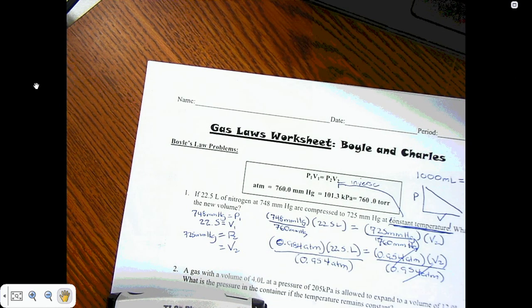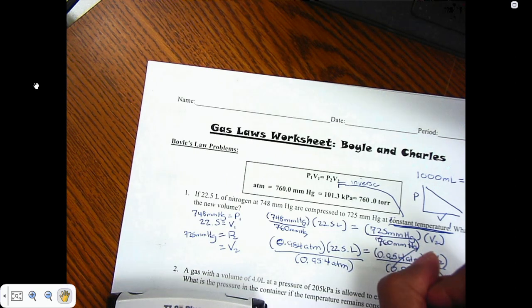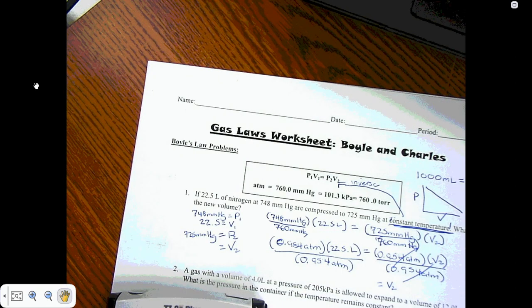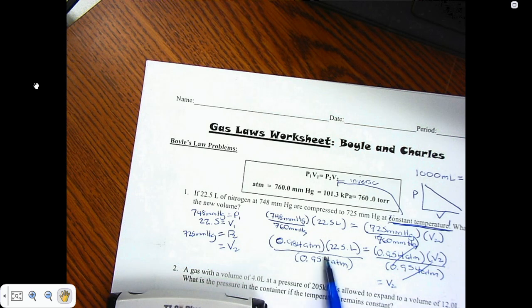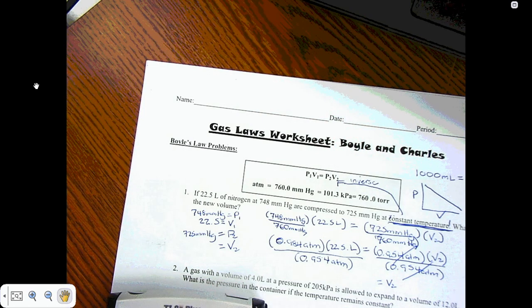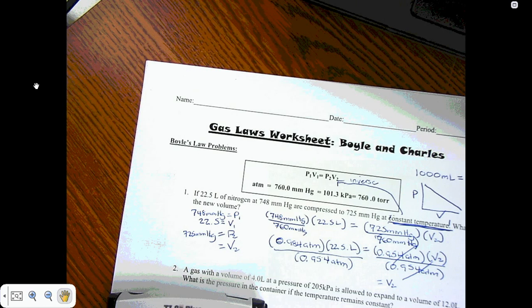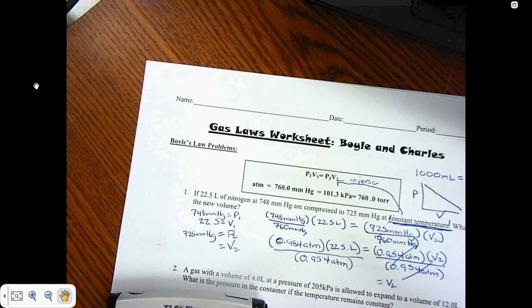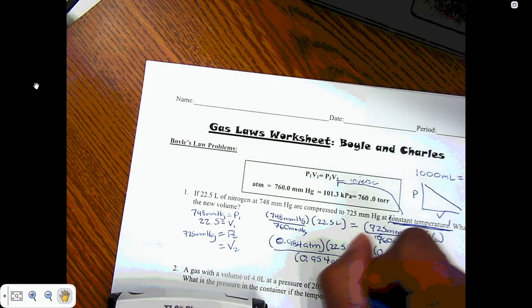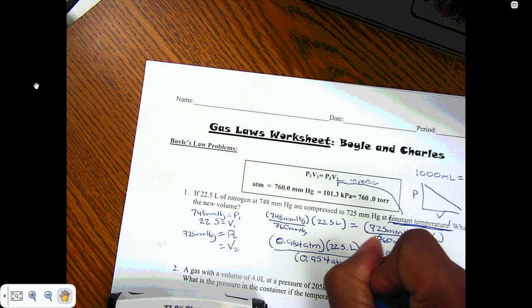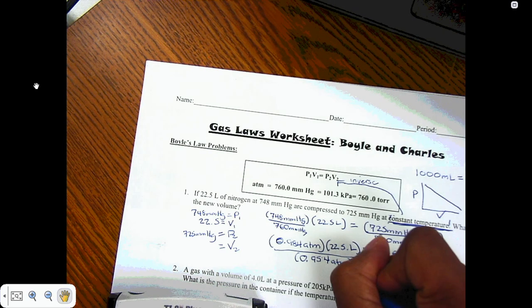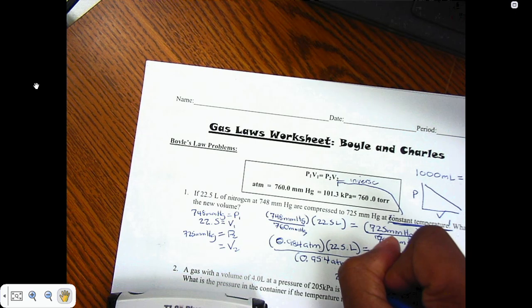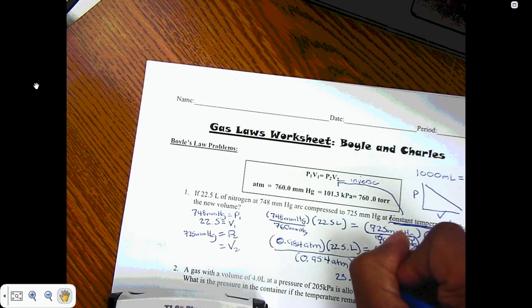Alright, so those check out. That leaves me with V2. And V2 is going to be equal to whatever the product is of this equation. In which, to solve it, I just simply take 0.984, multiply that by 22.5, and I'm going to divide that by 0.954. And that's going to give me approximately 23.2. And that's going to be in liters.